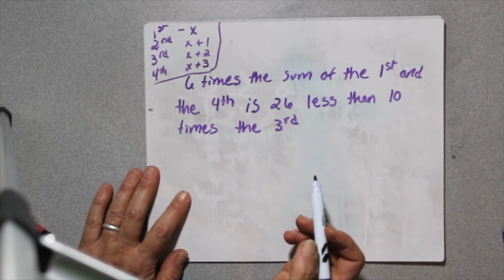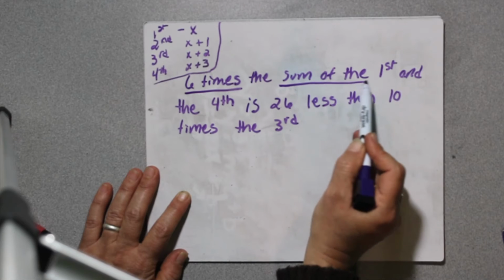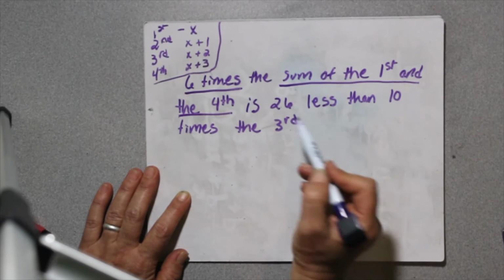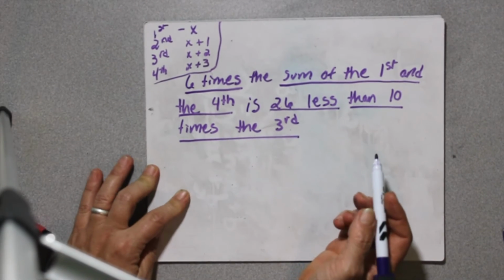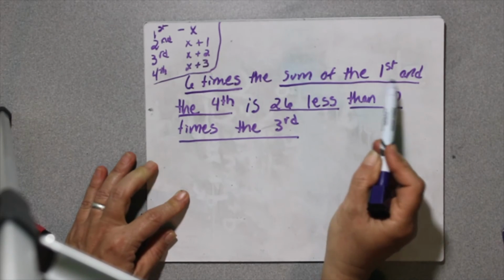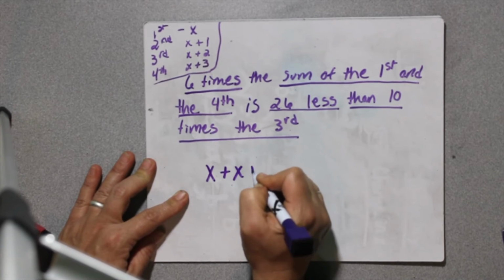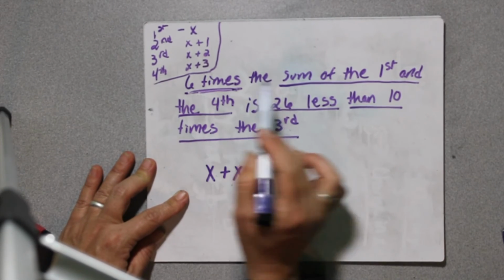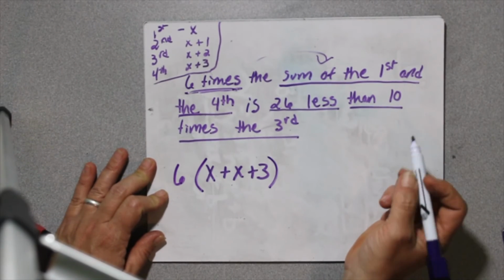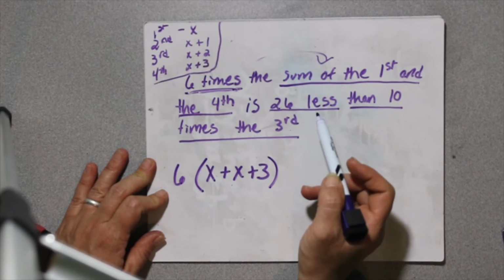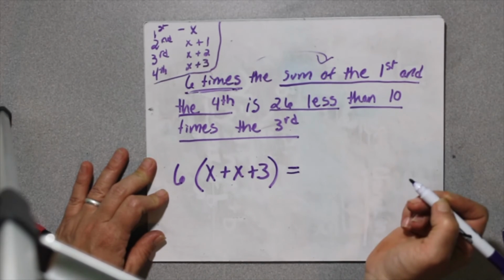Okay. All right. So 6 times the sum of the first and the fourth. 26 less. 10 times the third. Okay. So we've got several different things in our equation here. All right. So first we're going to need the sum of the first and the fourth. The first is x. The fourth is x plus 3. Okay, and we need that 6 times whatever that is. So we're going to put that in parentheses and multiply it times 6. Is 26 less than 10 times the third? Okay, so we're going to put an equal sign.